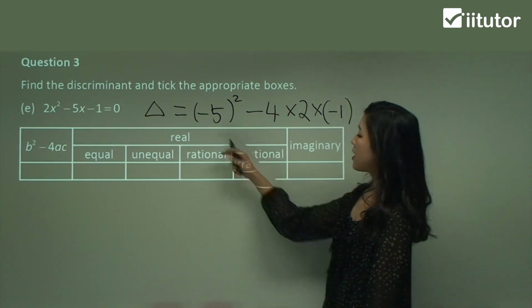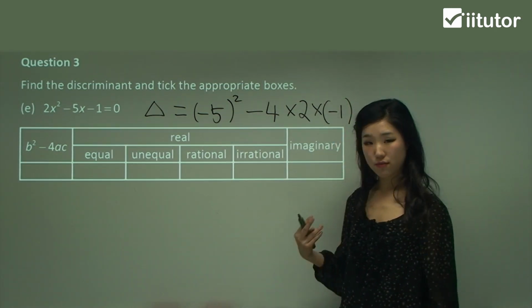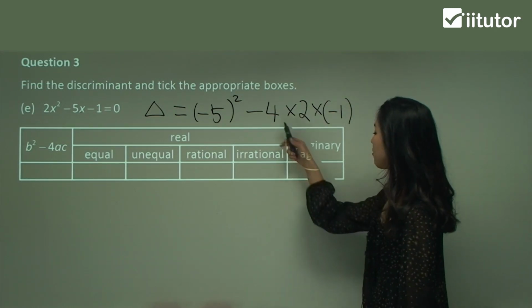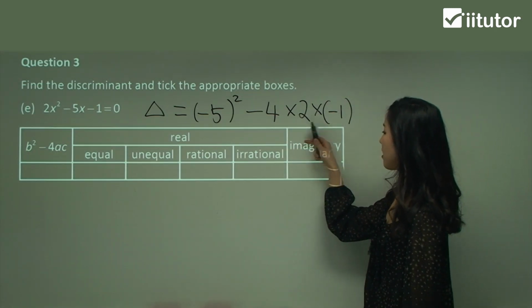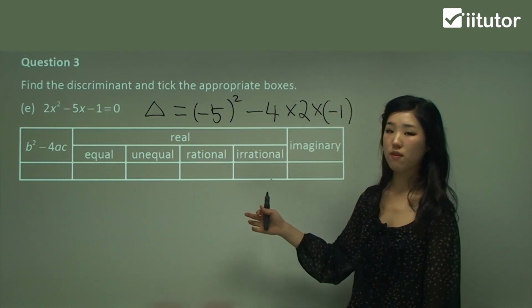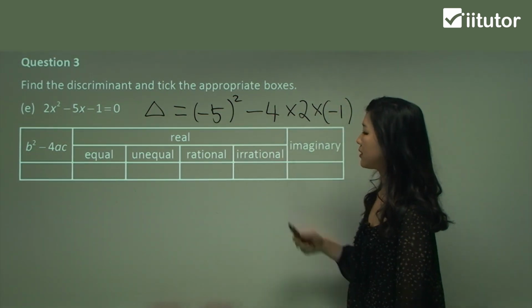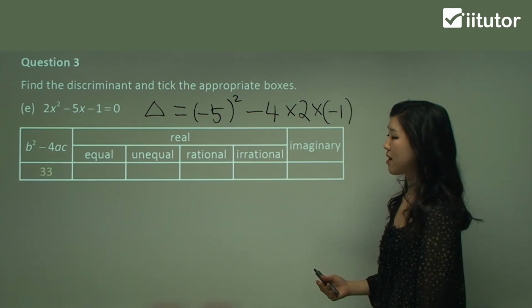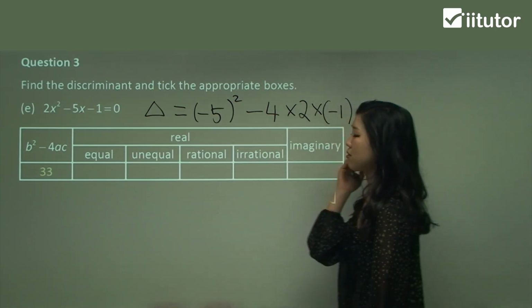Okay. Negative 5 squared is 25, positive 25. 4 times 2 is 8, times negative 1 is negative 8. But timesing a negative again makes positive 8. So what's 25 plus 8? Simply 33. So our discriminant is 33.